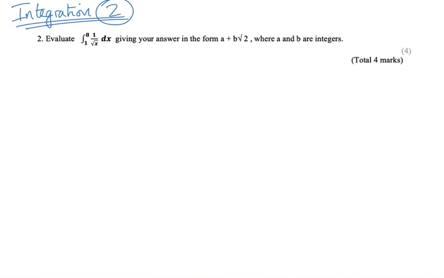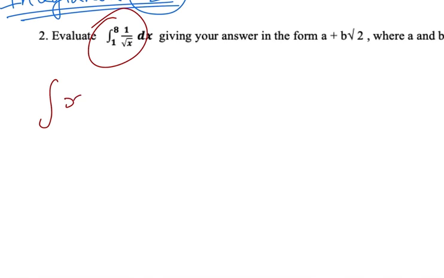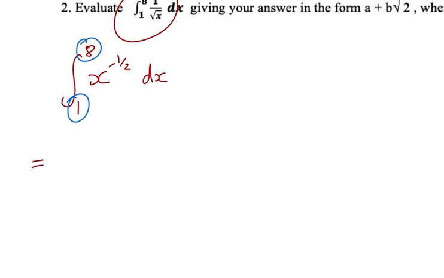So here is a question: evaluate this, giving your answer in a certain form. Okay, so let's write this in index form. So this is the integral of x to the power of minus a half dx. And we've got these limits as well, which is something that we've not seen yet, and we'll come on to that. So integrating this gives us, remember, we increase the power by 1 and we divide by that power. Add c, and so this equals 2 root x plus c.